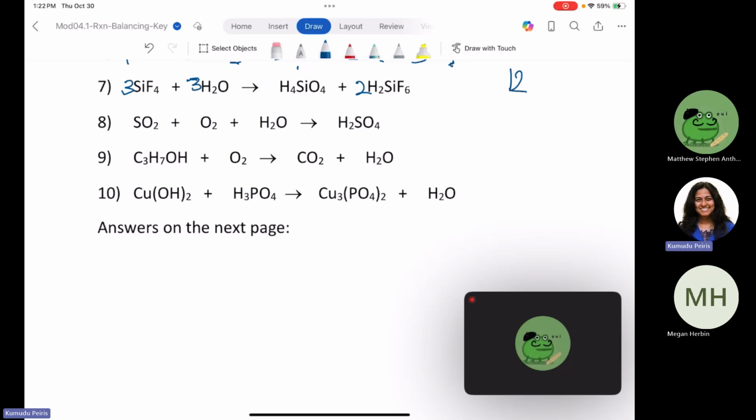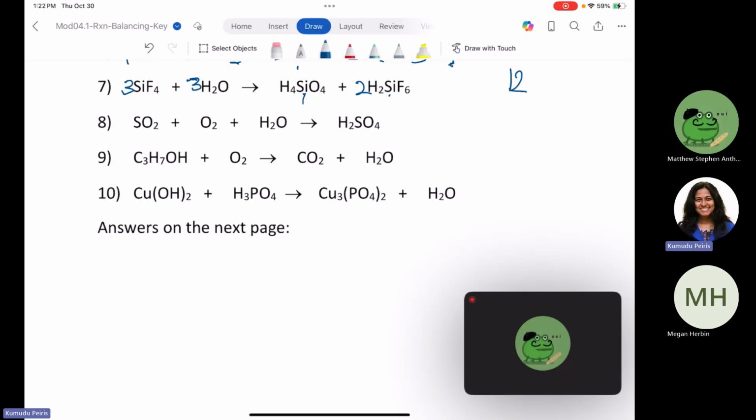Okay, right. So then I have 3 silicons in the reactant side, and the product side has 1 and 2 equals 3. Very good. So fluorines equals 12. Yes, now fluorines are also balanced.